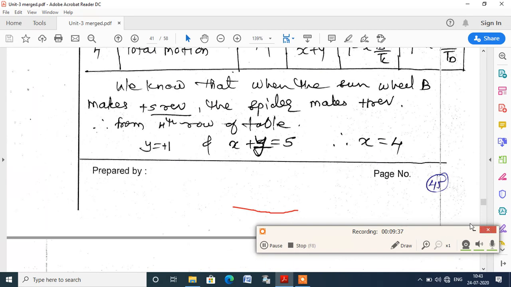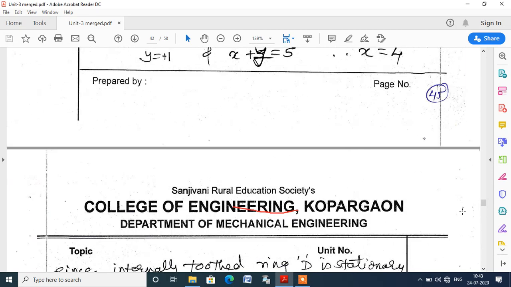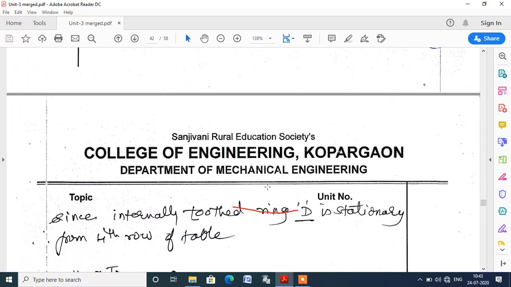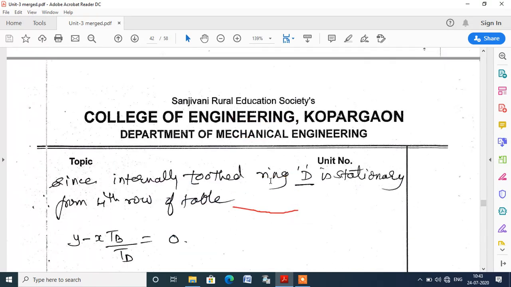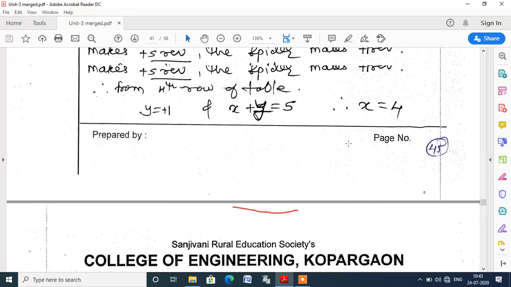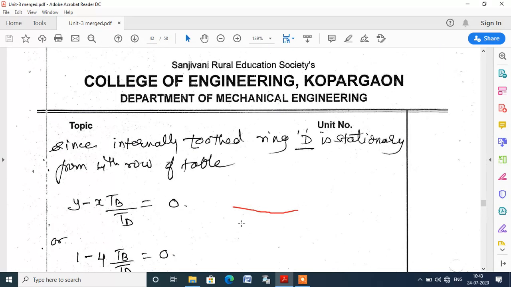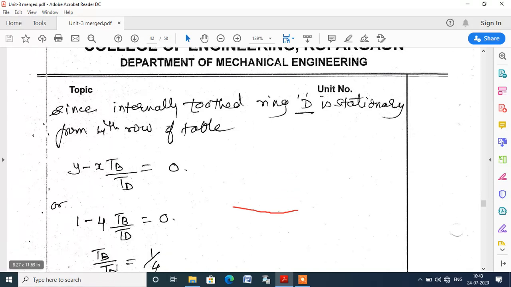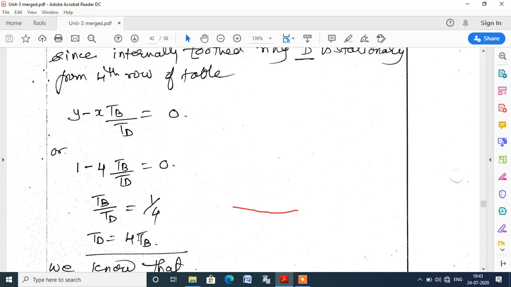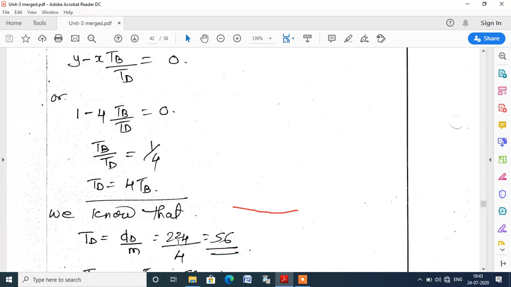Now what we have to do here: since internal tooth ring D is stationary, it is given in the problem. So what is the revolution of gear D? It is y minus x TB by TD equal to stationary, that means 0. We know y, we know x, TB by TD we don't know. So TB by TD is equal to 1 by 4. So TD equal to 4TB. We got one relation because we have to find the number of teeth.